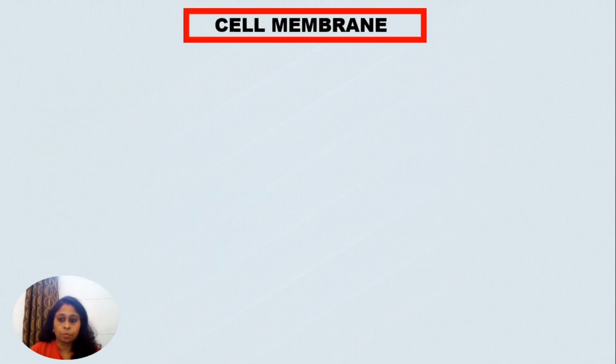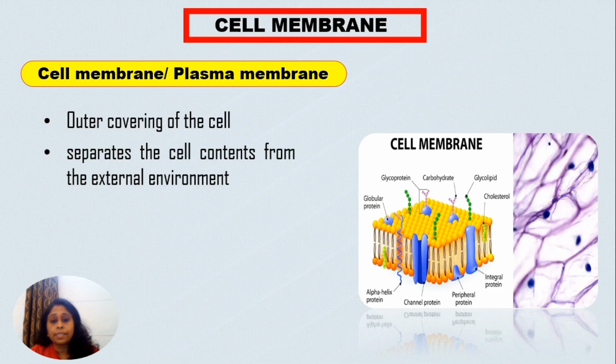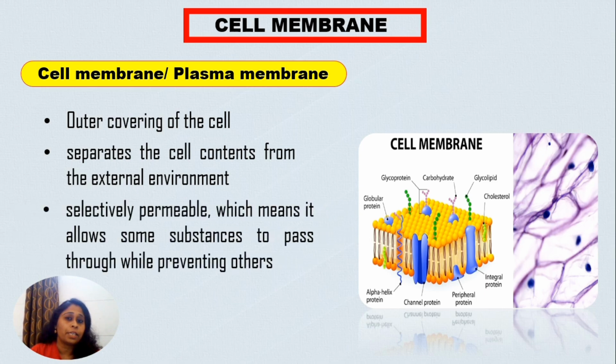First one is the cell membrane, which is also known as the plasma membrane. The cell membrane is the outer covering of the cell. It separates the cell contents from the external environment, and it is selectively permeable. What is selectively permeable? Selectively permeable means it allows only some substances to pass through while preventing others. The cell membrane is like a boundary wall of a house which separates the inside and outside of the house. Similarly, the cell membrane protects the cell and allows only certain substances to enter and leave the cell.